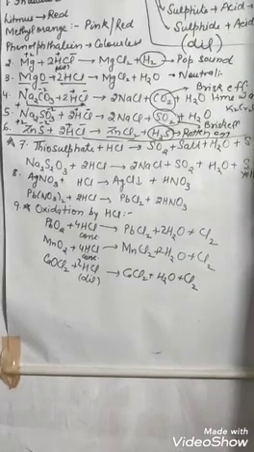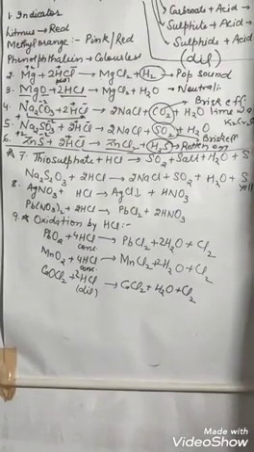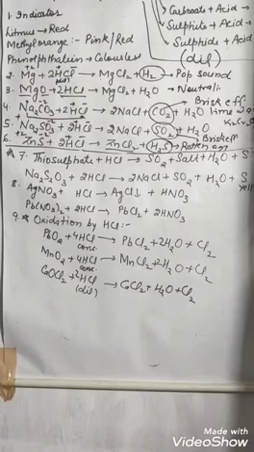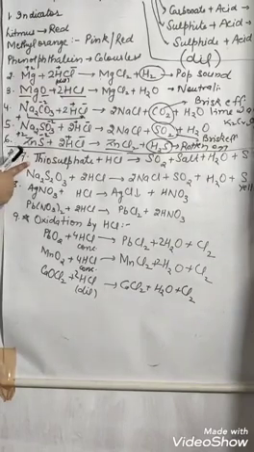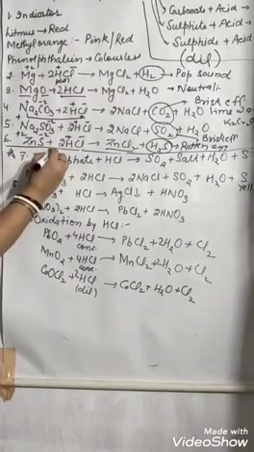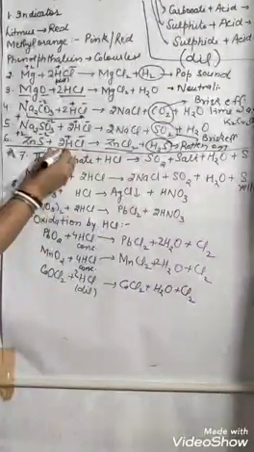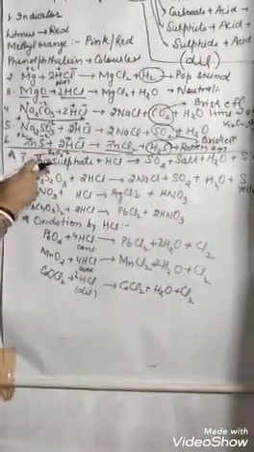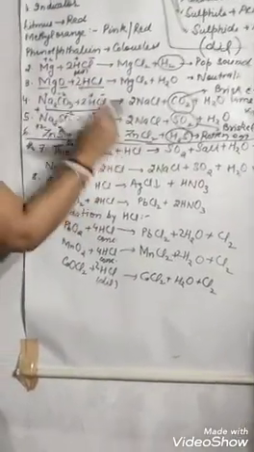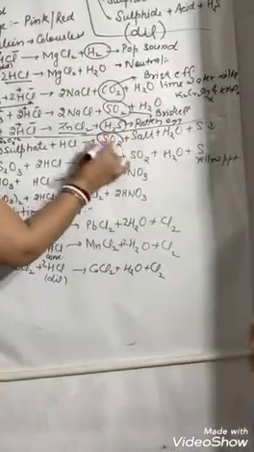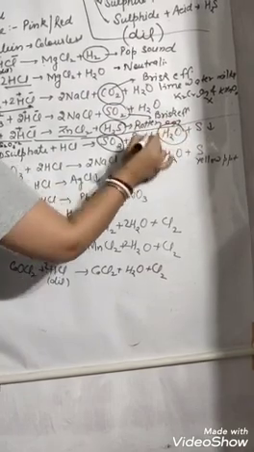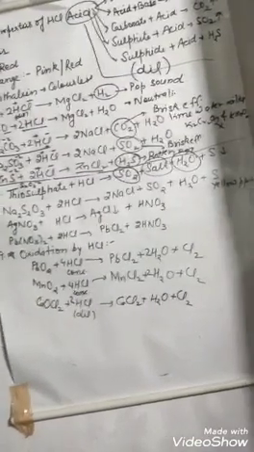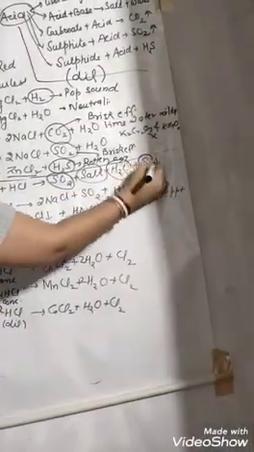Now, what is the next specific property of HCl? When it comes to thiosulfate, S2O3 2-, when it reacts with HCl, it releases sulfur dioxide, water and salt, just like sulfite and sulfide. But the specific thing is that it releases sulfur as a yellow precipitate.